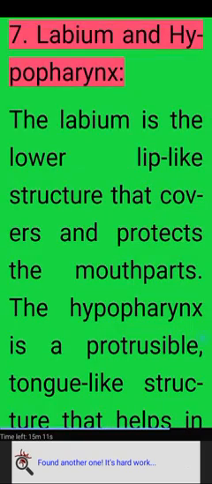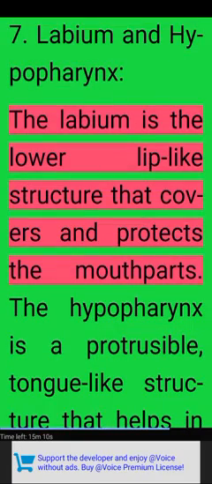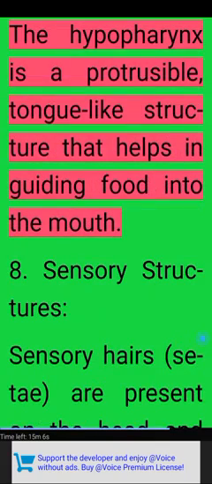7. Labium and hypopharynx. The labium is the lower lip-like structure that covers and protects the mouthparts. The hypopharynx is a protrusible, tongue-like structure that helps in guiding food into the mouth.